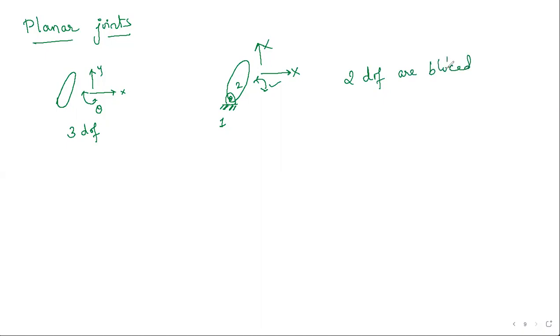Blocked, yeah. 2 degrees of freedom are blocked here due to the revolute pair. Okay. Now, sir, here one is fixed and one is moving. That's why you said this way.